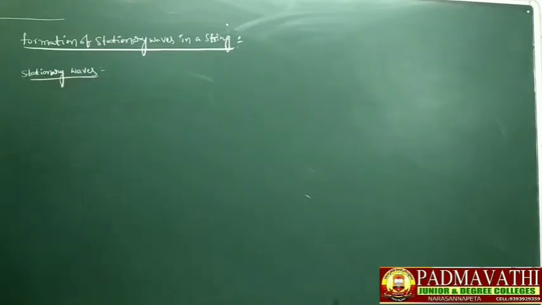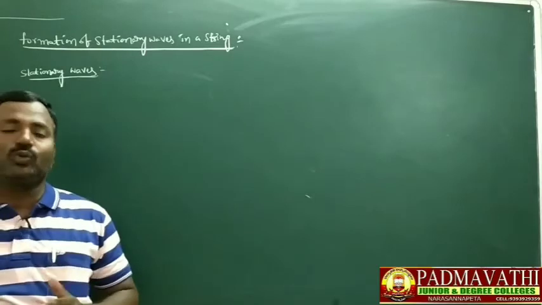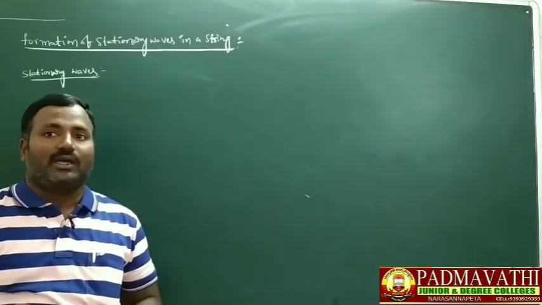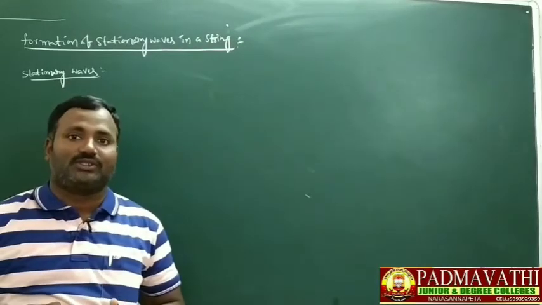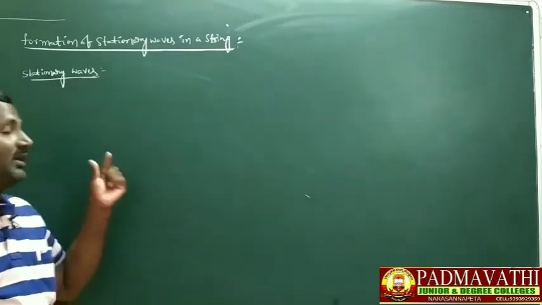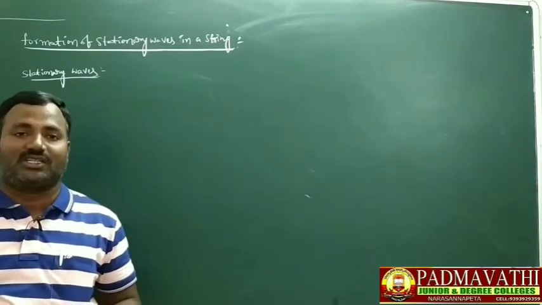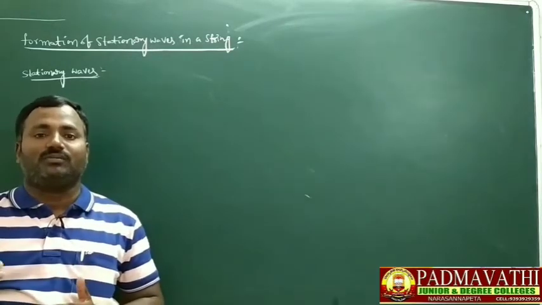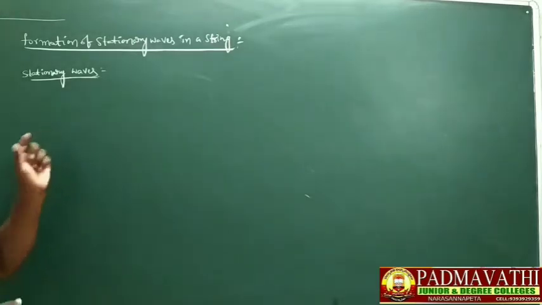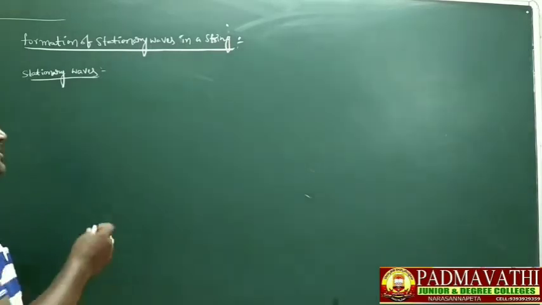Stationary waves means when two progressive waves having the same amplitude, same frequency and same wavelength, traveling in opposite directions to each other, meet, they form stationary waves.